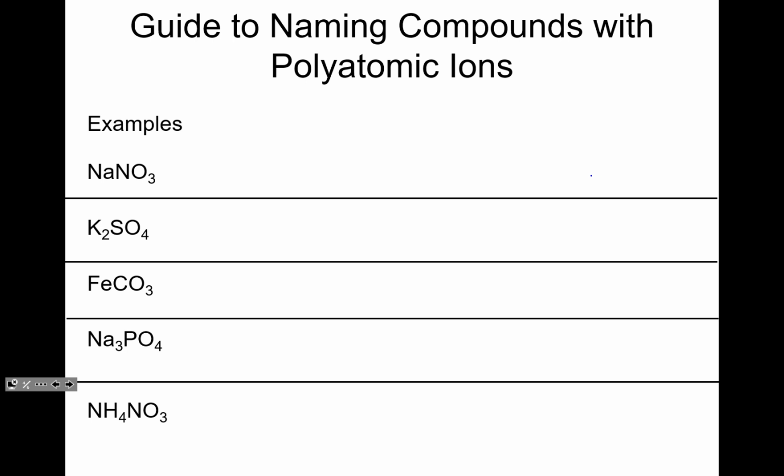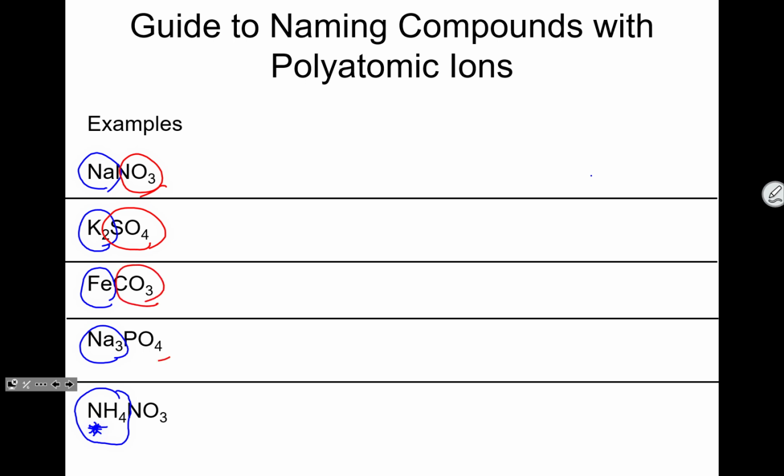So I am just going to circle our cations in each of these formulas. So this is the new one. This is the ammonium one. This is new. And then I'm going to circle the anions. And then we're going to go about naming them. And we just name the cation and the anion.